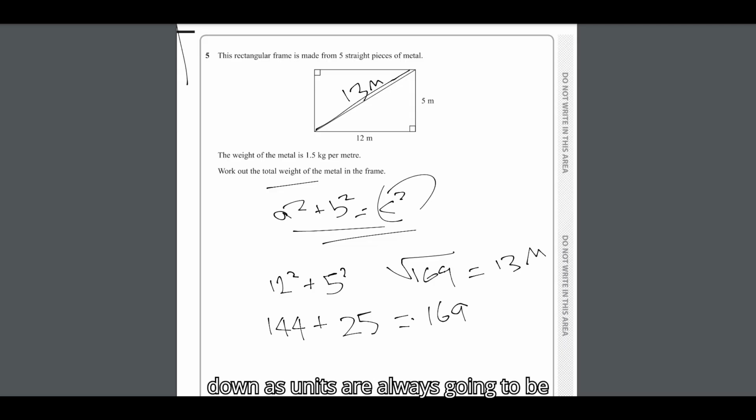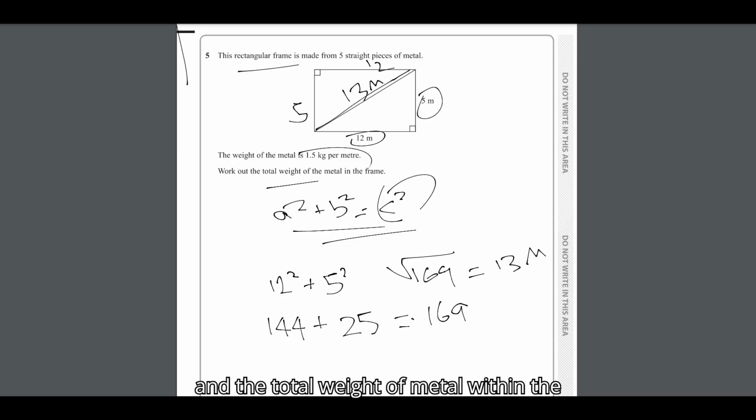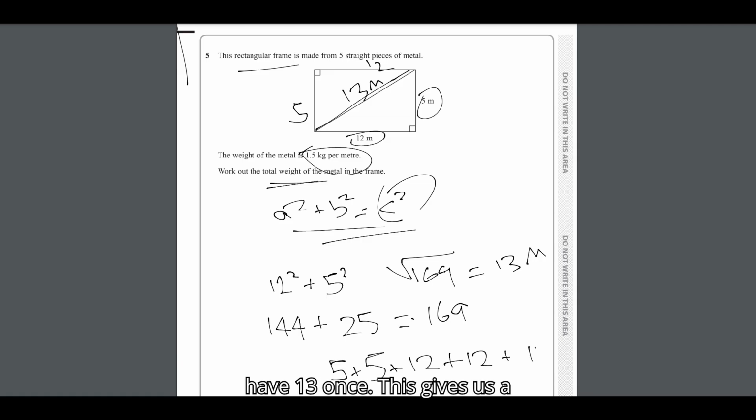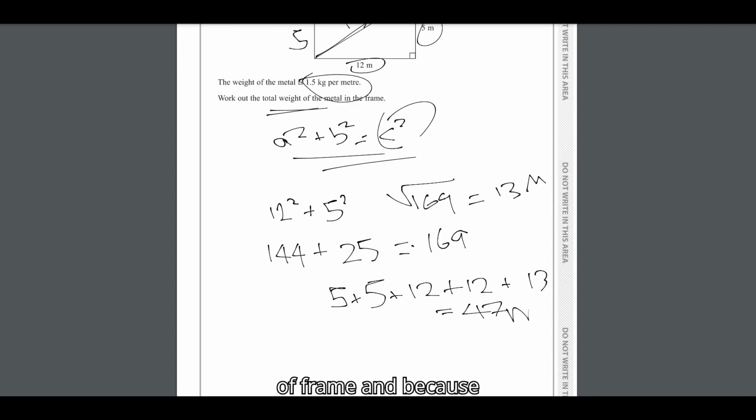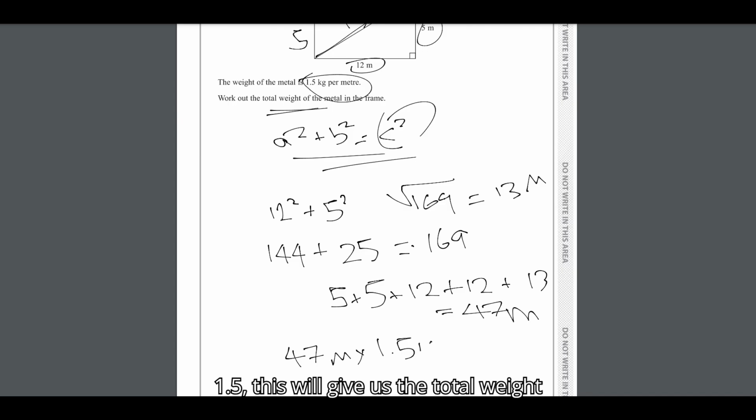It's important to put your units down, as units are always going to be important. Because this is a rectangular frame, 5 meters here is equal to 5 meters over here, and 12 meters over here is equal to 12 meters up there. So what does this mean? Essentially, we have 1.5 kilos per meter, and the total weight of metal within the frame. How many meters of frame do we actually have? So we have 5 twice, we have 12 also twice, and we have 13 once. This gives us a total of 47 meters worth of frame. And because 47 meters multiplied by 1.5 will give us the total weight of metal within the frame.